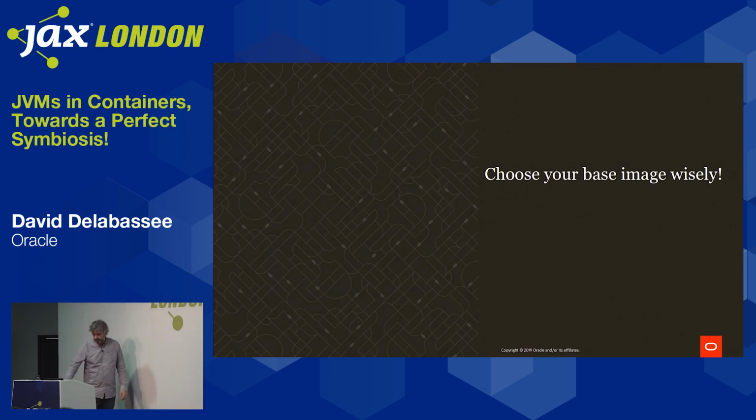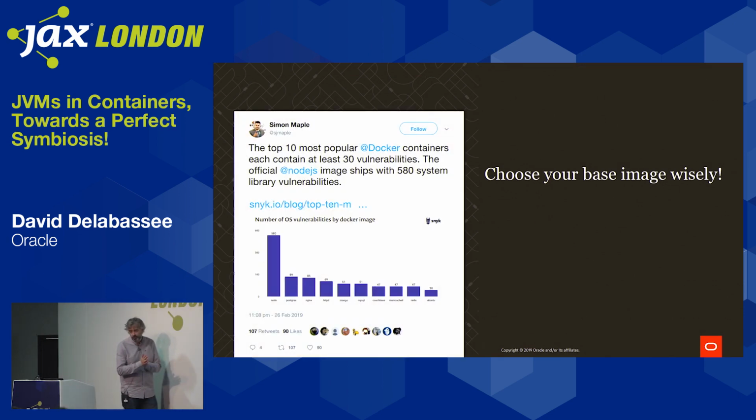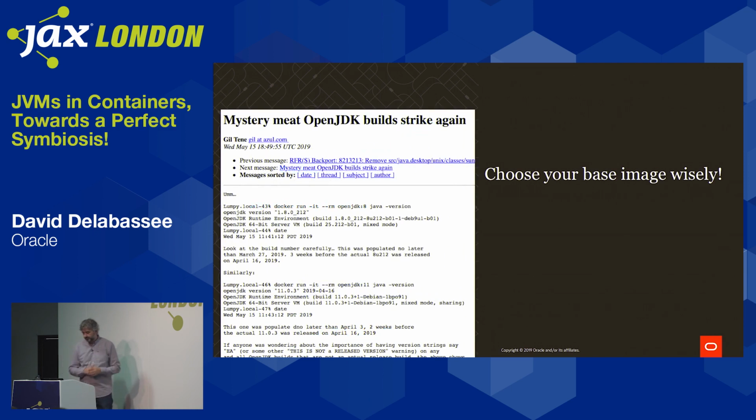Choose your base image wisely. This is a tweet from a few months ago. The top 10 most popular Docker container images contain at least 30 vulnerabilities. Java is not in there. But that doesn't mean that we are immune on the Java side.